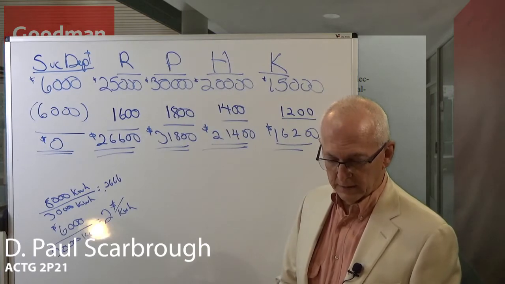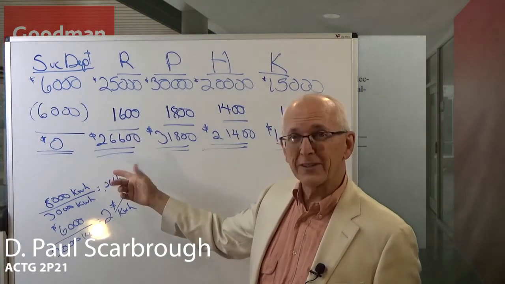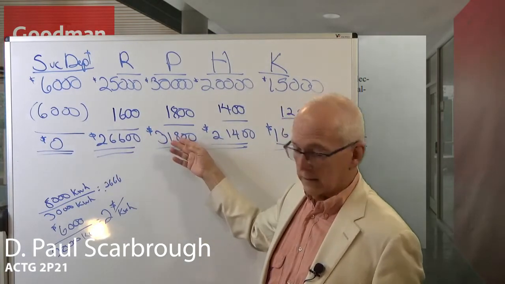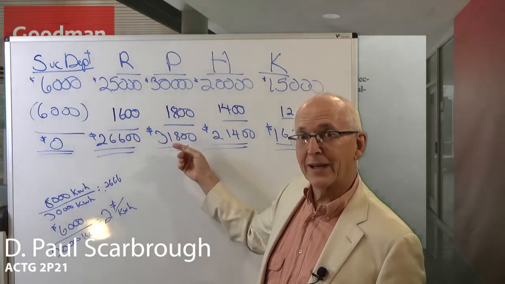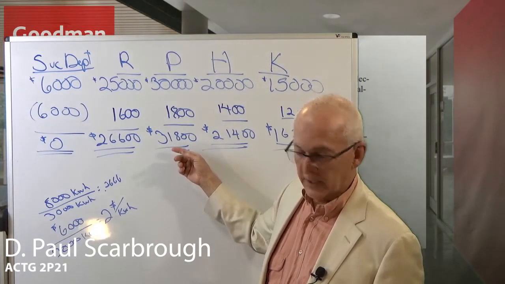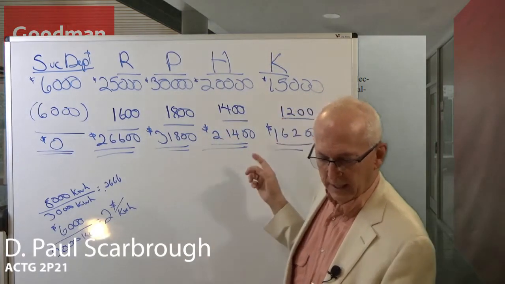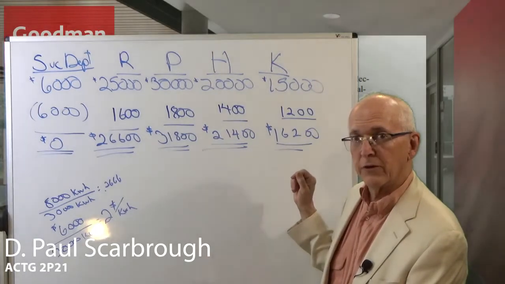You'll see that Rockford has 266,000 hours of direct labor. Peoria has 3,180 hours of direct labor. Hammond has 107,000 hours of direct labor. And Kankakee has 8,100 hours of direct labor.